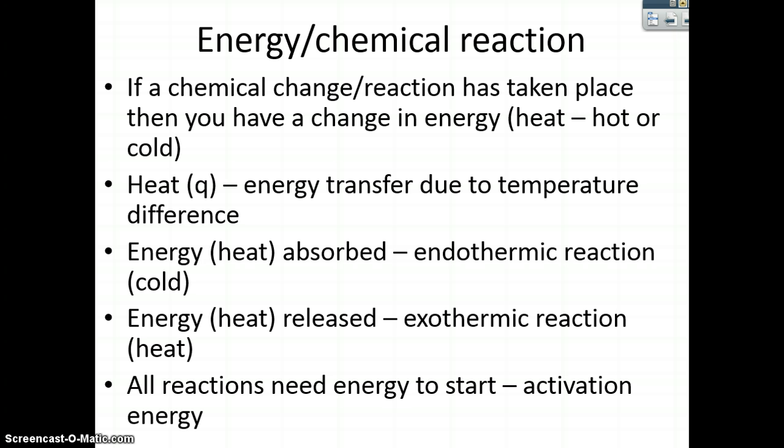All reactions need energy to start, and that's the activation energy. So the energy to get the reaction going is known as the activation energy. And like I said in class, I will be doing a demonstration showing you an endothermic reaction and an exothermic reaction. Endothermic, the heat gets sucked in, so the outside is felt cold. Exothermic, the heat goes out, so the outside is felt hot.